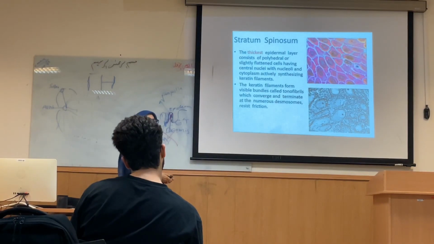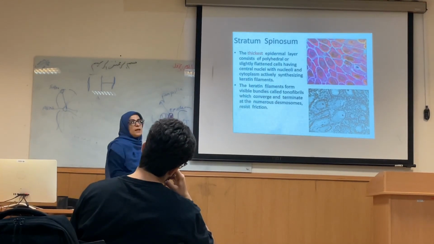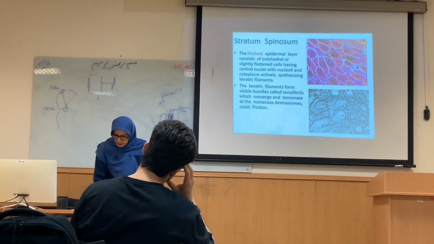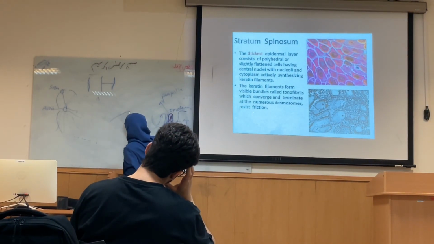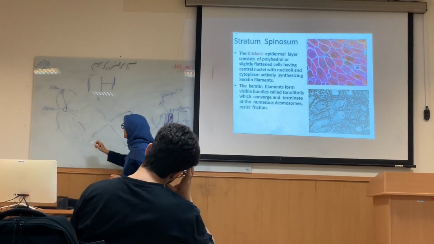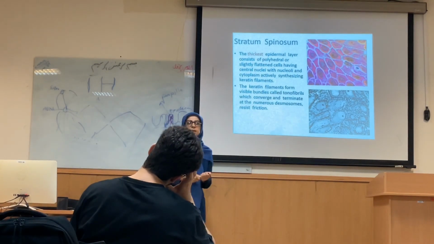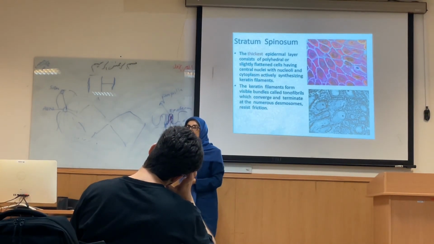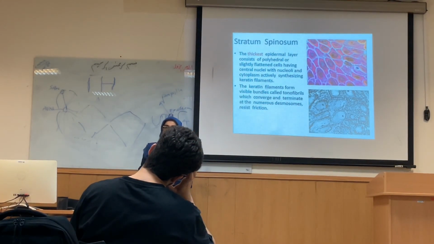The second layer, located on the basal layer, is the spinous layer, or stratum spinosum. It includes very big cells. The biggest cells are in this layer, and it is also the thickest layer of the epidermis in thin skin. How do we name them spinous?